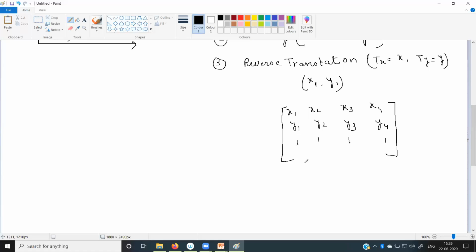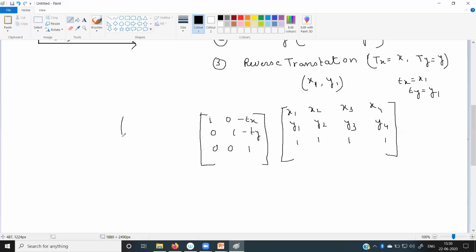With this point, what operation do I need to perform? First, translation. That means I need to translate those points to the origin, and the translation factor is minus x1, minus y1. So I have to multiply the translation matrix with this point matrix. What will my translation matrix be? It will be 1, 0, tx; 0, 1, minus ty; 0, 0, 1. In this example, our tx is x1 and our ty is y1.